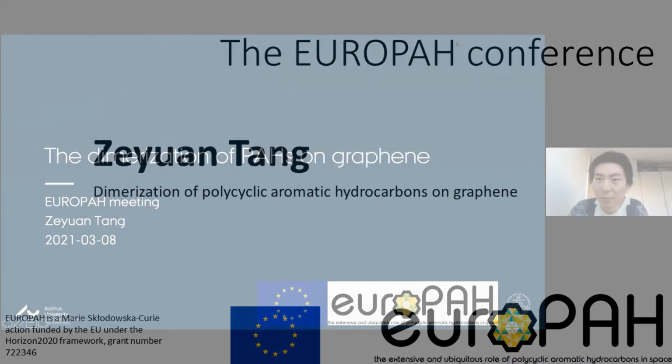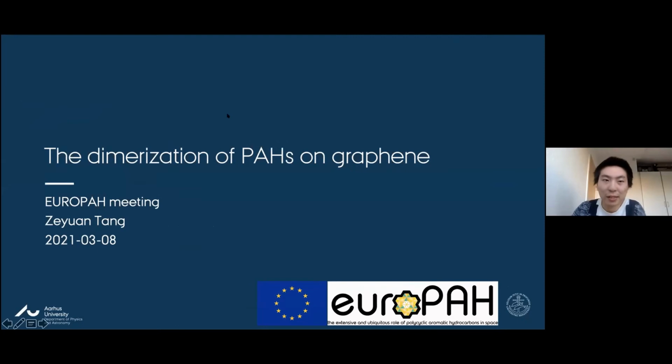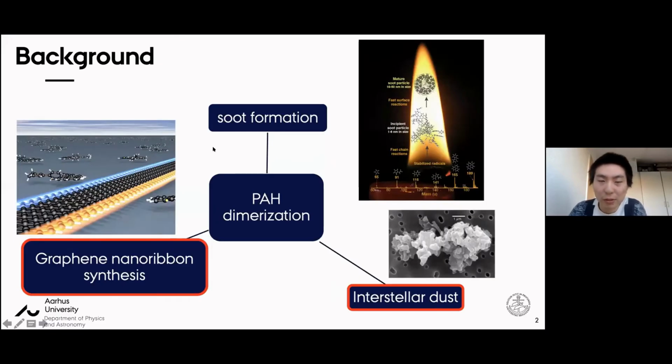So my talk today is about the dimerization of PAHs on graphene. To be more specific, it's dehydrogenated PAHs. So I'll start with some background introduction.